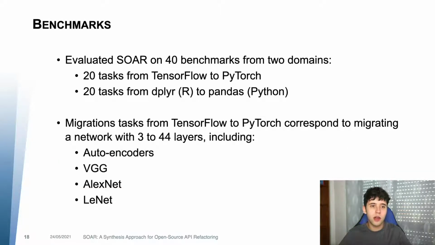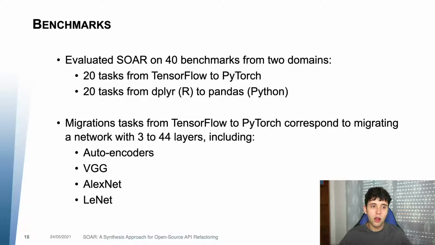We evaluated SOAR on 40 benchmarks from 2 different domains: 20 benchmarks corresponding to migration tasks from TensorFlow to PyTorch, and 20 benchmarks from dplyr to pandas. The second task is actually a cross-language migration, because dplyr is an R library and pandas is Python.